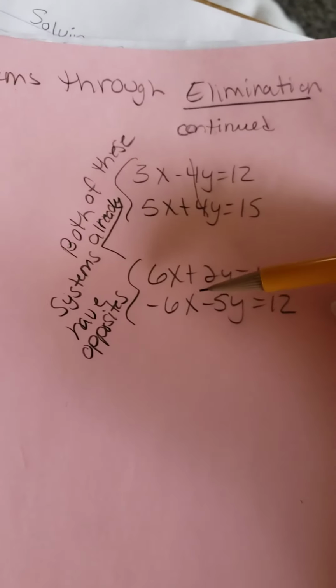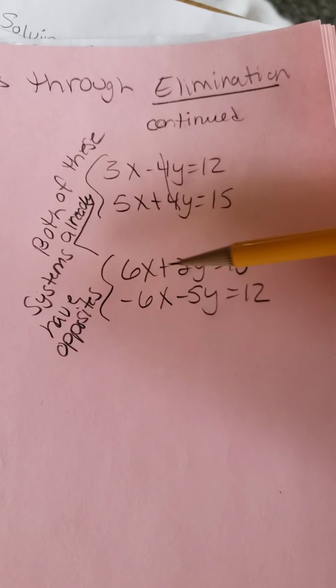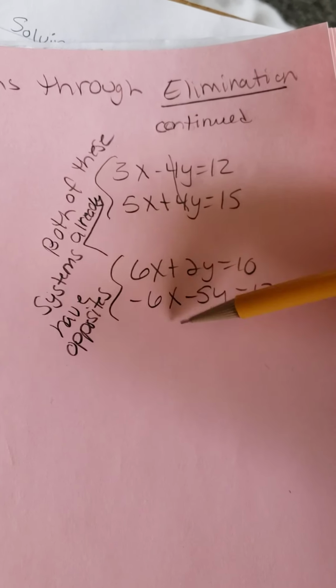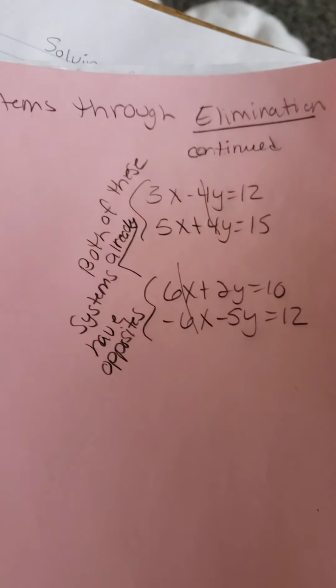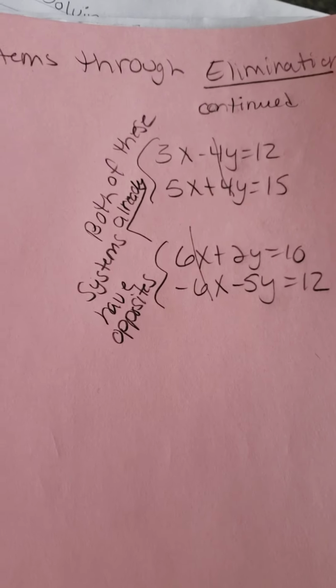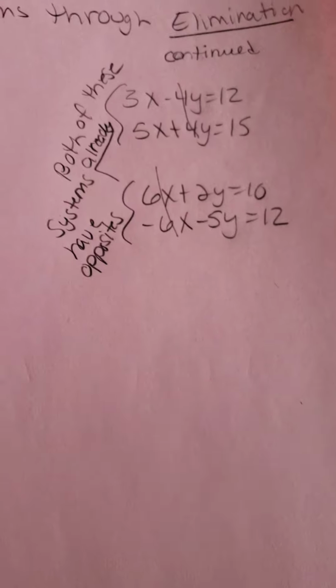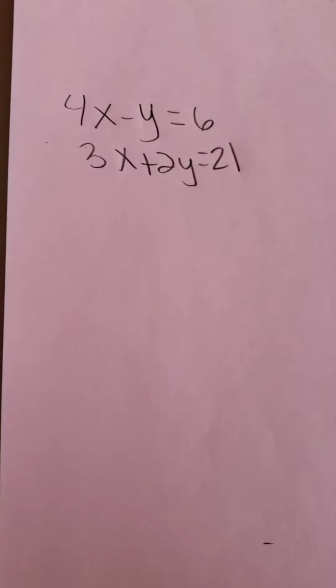It's good to go. Over here, you see in this system, we've got 6x and negative 6x. Those are opposites, so they cancel. So we add them and go along with our day. Well, we don't always have opposites. They're not always given to us. Look at this example of a system, okay?